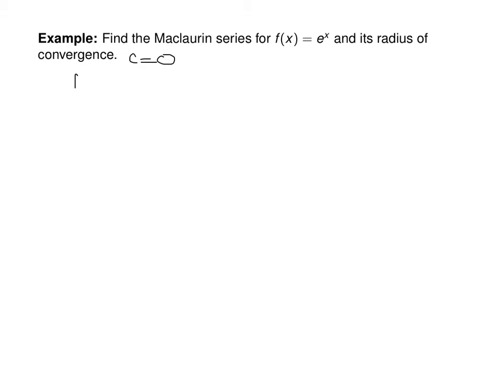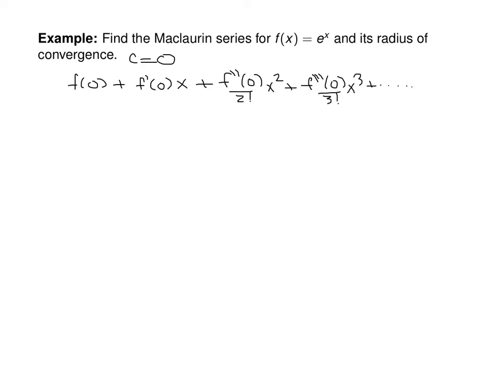So we are looking for f of 0 plus f prime of 0 times x plus the second derivative at 0 over 2 factorial times x squared plus the third derivative at 0 over 3 factorial times x cubed, etc. Now notice the derivative of e to the x is e to the x. So for any n, the nth derivative of e to the x is e to the x, and the nth derivative at 0 is e to the 0, or 1.